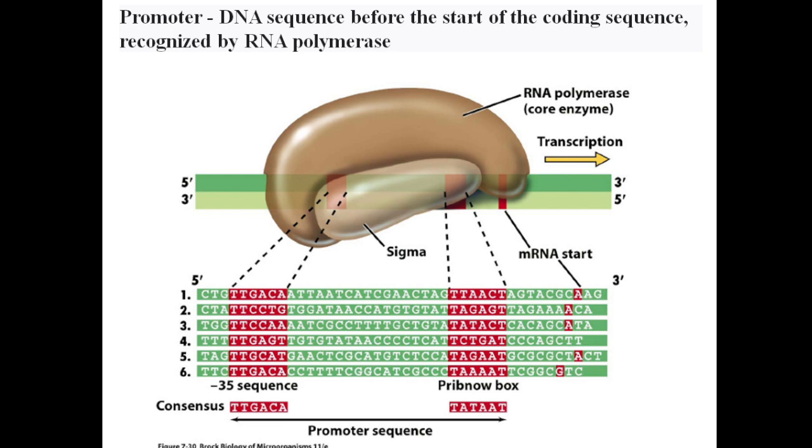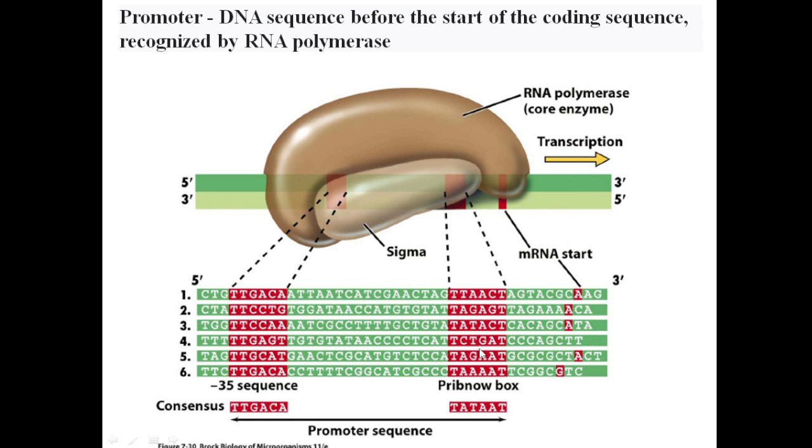All of this function depends on the promoter region. The promoter region consists of a site-specific sequence which will be recognized by RNA polymerase. RNA polymerase in prokaryotes contains a sigma factor, which recognizes the promoter region. Now you can see different variants of the promoter, the so-called Pribnow box.